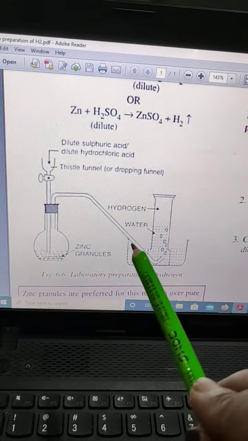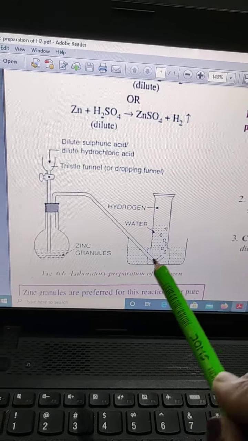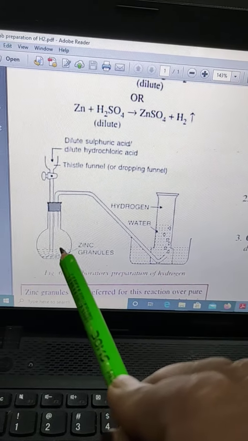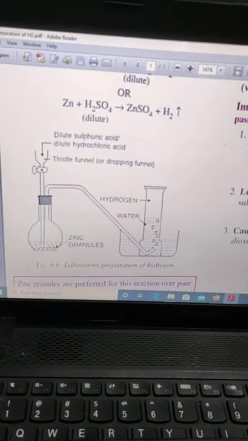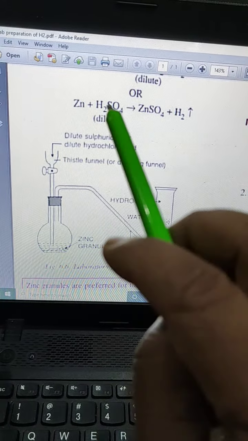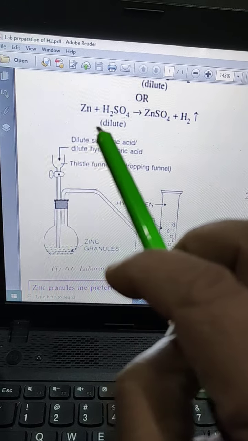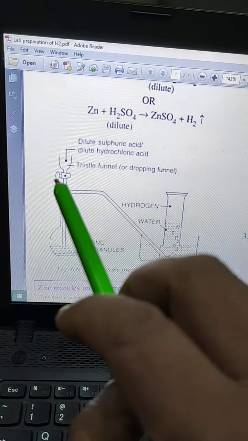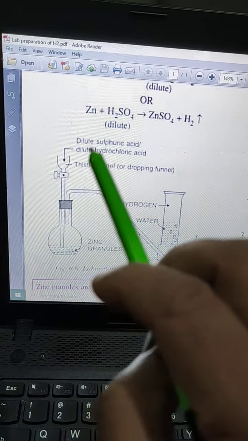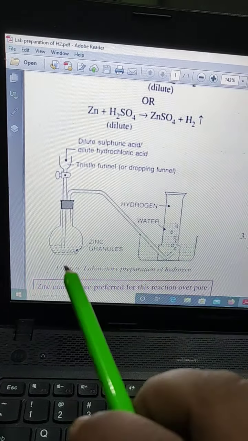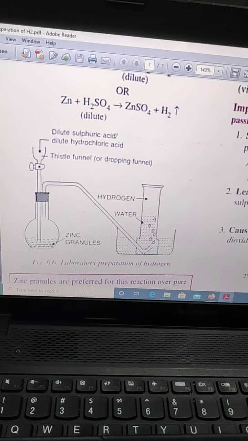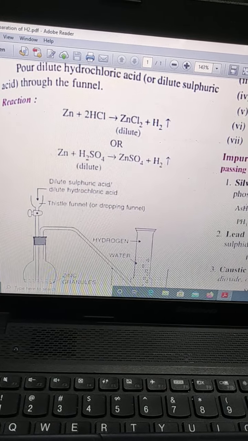Now how will we carry out the process? This is the arrangement. You have taken zinc granules. From the thistle funnel, slowly you add either dilute sulfuric acid or dilute hydrochloric acid. When you add this, what will happen? The acid comes in contact with the zinc granules and the reaction takes place.